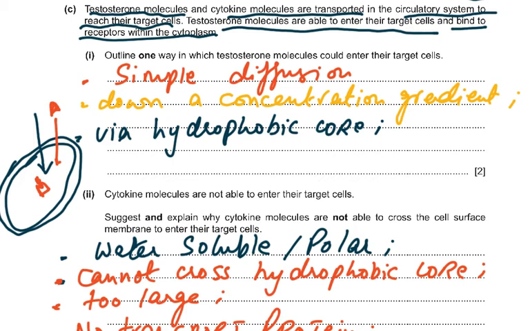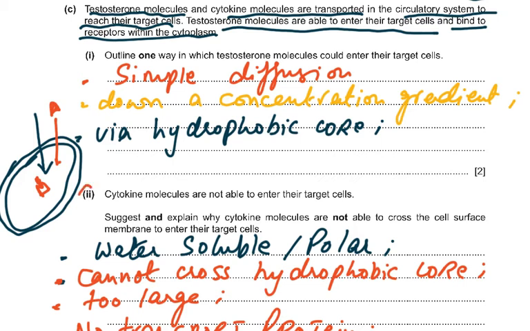So it is because testosterone would pass through the phospholipid bilayer, would pass through the hydrophobic part, because it is a small uncharged molecule, or is fat soluble.